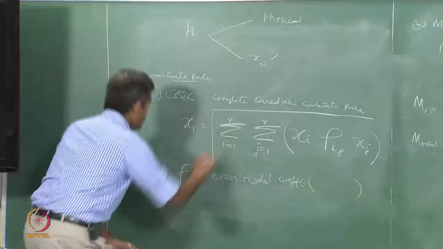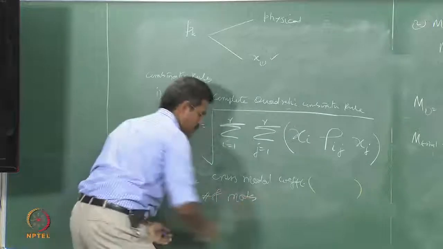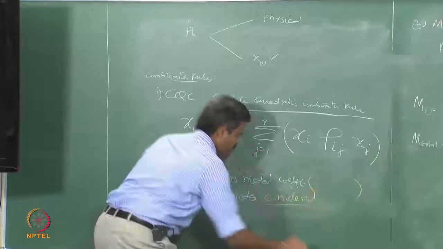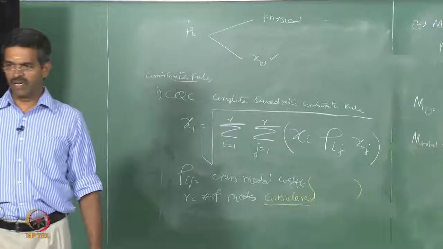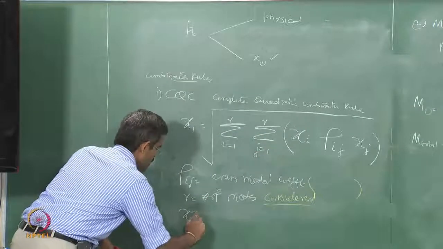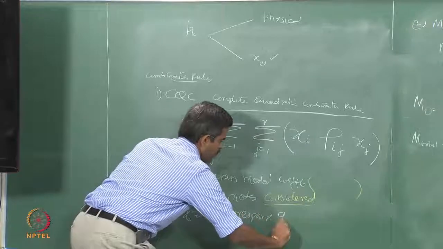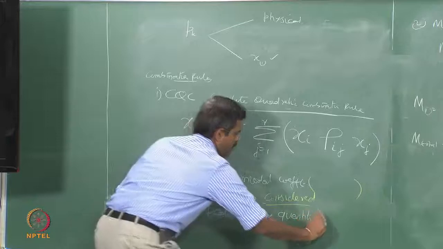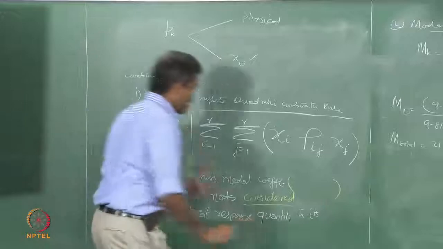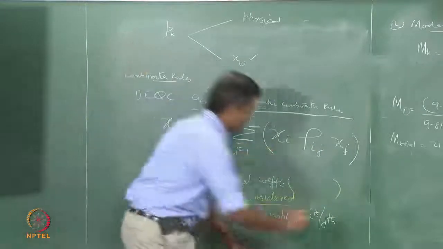And of course, in this, r is the number of modes considered. This will tell you how many modes you are considering for the analysis. And xi is the peak response quantity in the ith and jth modes, because there are two, xi and xj.